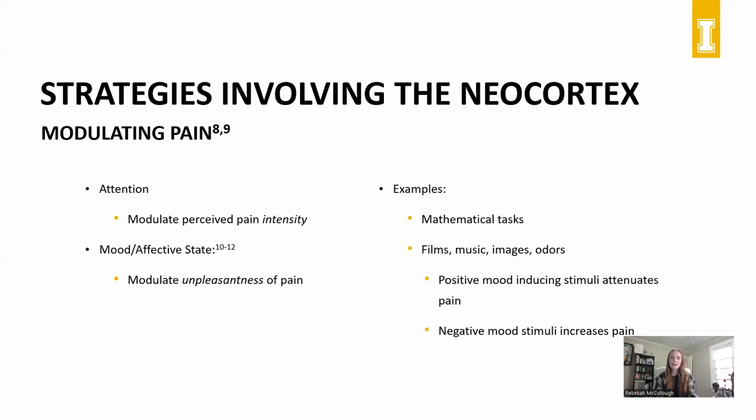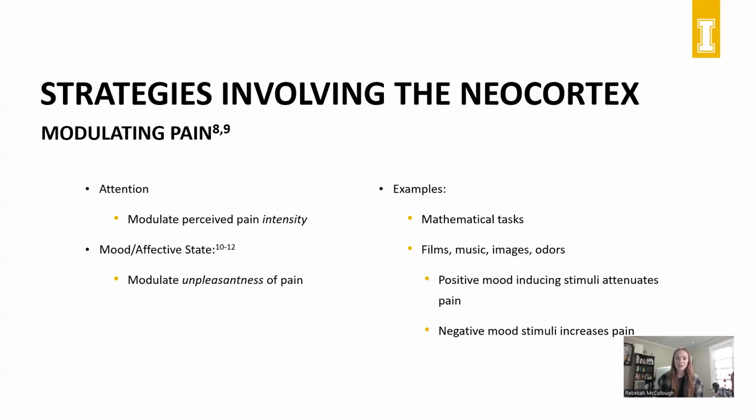So now we're going to shift gears a little bit into how can we use all of this information? Why does it matter to us in the athletic training room in day-to-day practice? So some strategies that involve using that neocortex for modulating pain would be looking at things like attention and then mood and affective state.